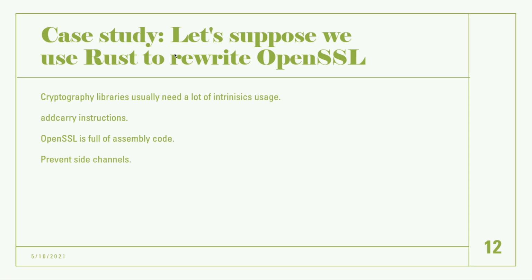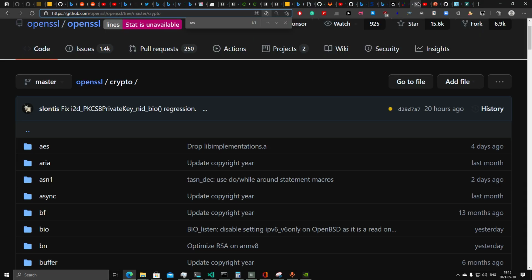So let's use a case study. Let's assume we use Rust to rewrite OpenSSL. Cryptography libraries usually require intrinsic usage. They have to use add-with-carry instructions, for example, or rotate-with-carry instructions, like in the OpenSSL code.